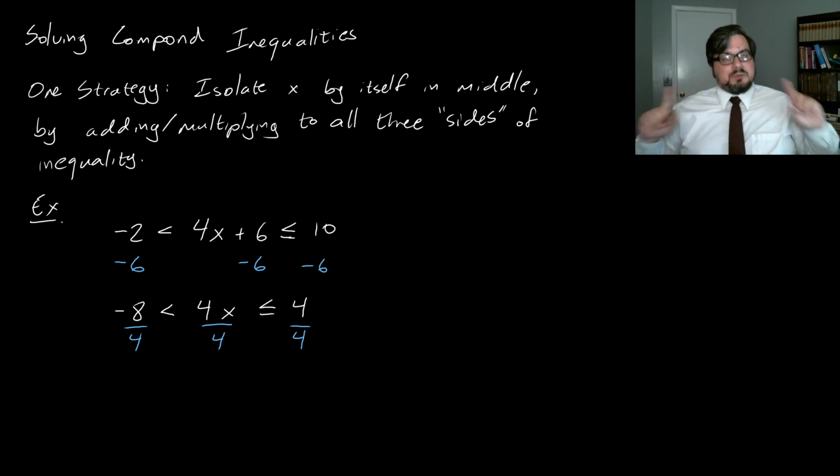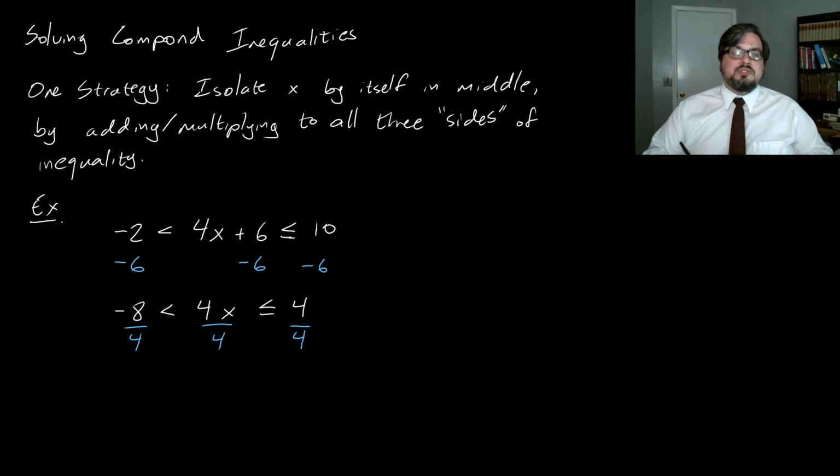Now, every time you multiply or divide, you have to have a warning light go on in your head and say, am I multiplying or dividing by a negative number? If so, I need to change the directions of all of my inequalities. So in this situation, if we were multiplying or dividing by a negative number, we would need to change the direction of every single one of the inequalities involved. In this case, however, I'm dividing by a positive number, and so all the inequalities keep their same direction.